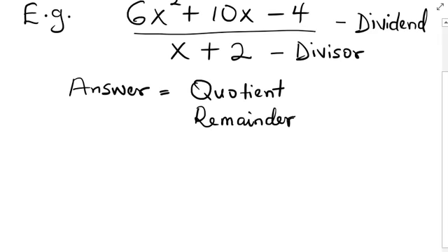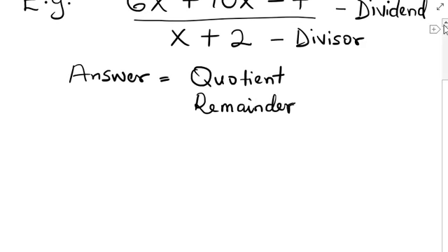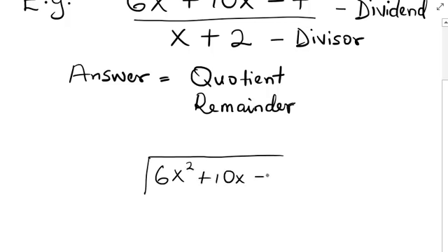So how do we solve this? Let's try and solve this. We use the long division method to solve this question. It says 6x squared plus 10x minus 4. So we write it this way whenever you're asked to divide polynomials.